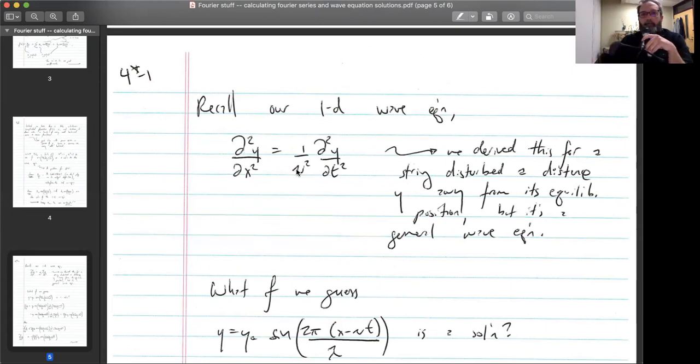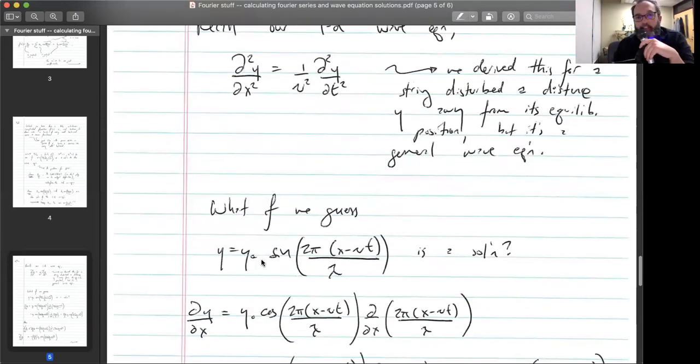Okay, we have a one-dimensional wave equation. It was a very shaky derivation for a string because we're relying on the physics of strings. It's a correct equation for phenomena that travel as waves. This sort of defines what it means to travel as a wave. Put aside strings for a minute and just think about an electromagnetic wave or an acoustic wave, a pressure wave. Anyway, what if we guess that y is equal to y naught, some amplitude, times the sine of 2 pi (x minus vt) divided by lambda is a solution to this problem?